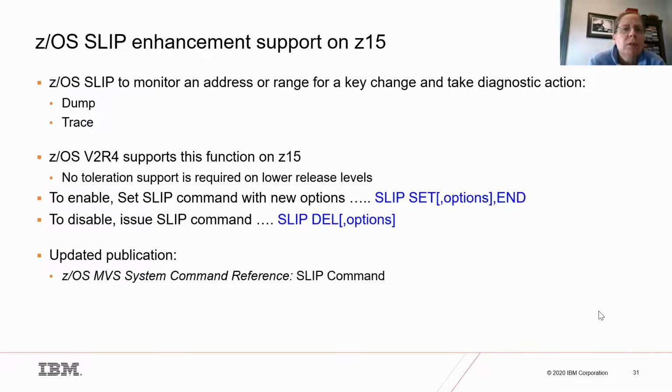Another enhancement that we have in z/OS, and this is only going to be for z/OS 2.4, is that SLIP has been enhanced so that we could monitor a range or a particular address to look for a key change. If we see a key change for a particular address or for a range of addresses, we could take a diagnostic action that you decide on, such as dump or trace. All of this is done within the SLIP command options enhancements that were added. You can look at them in the command reference book. And so you can see here an example of what you want to do to enable it with the new options or disable it with the new options.